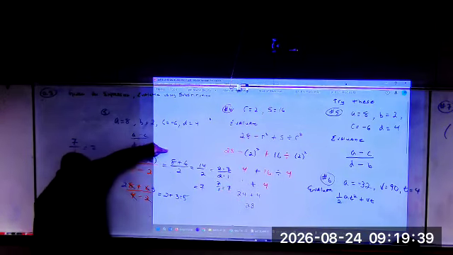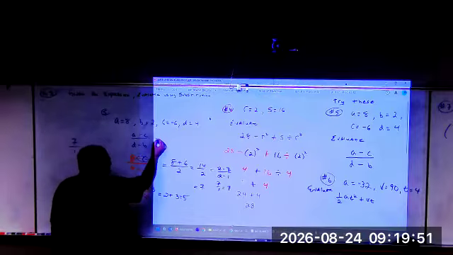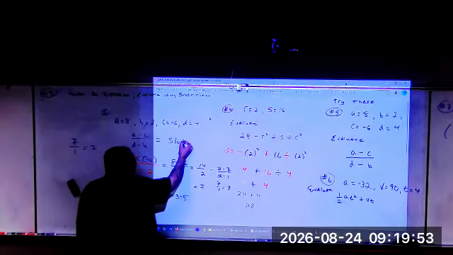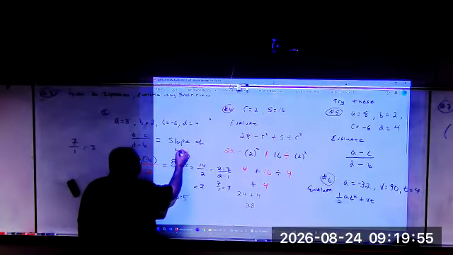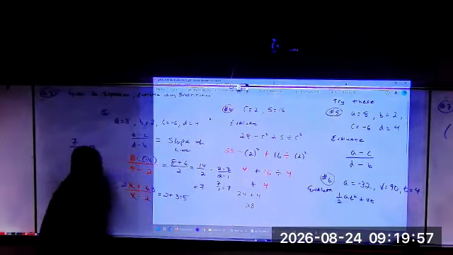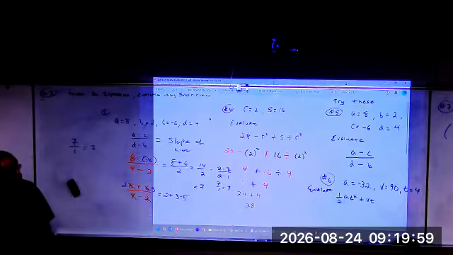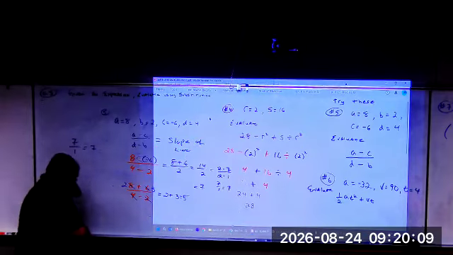But substitution, we're going to do this when we do slope of a line. And when we come back at 9:30, I'll show you what numbers 6 and 7 are all about.